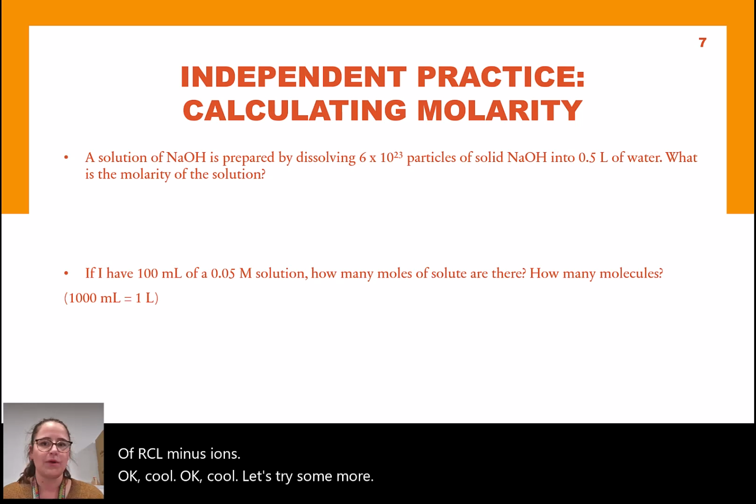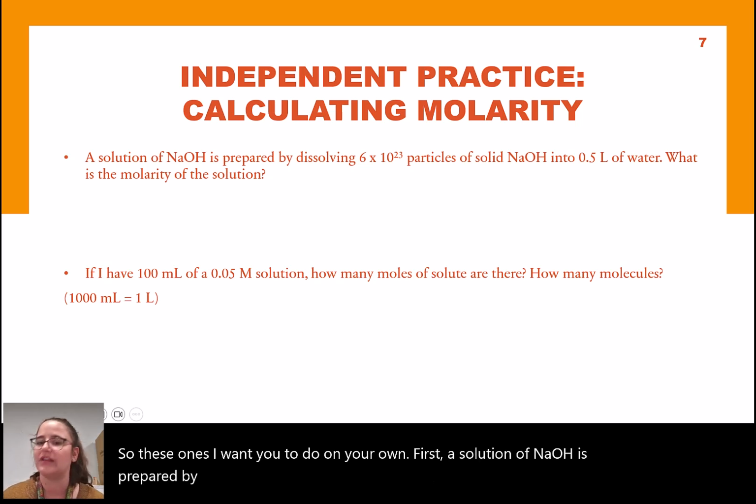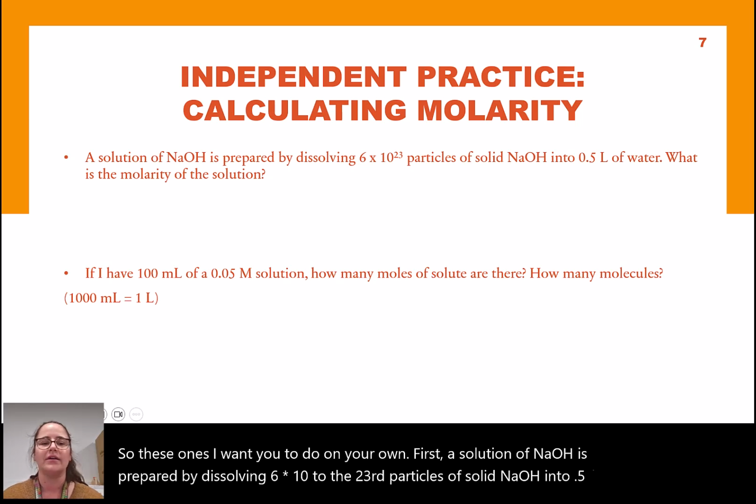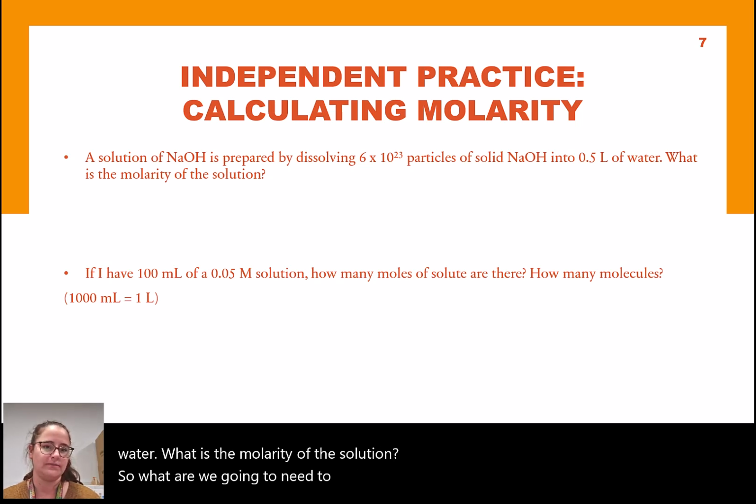These ones I want you to do on your own first. A solution of NaOH is prepared by dissolving 6 times 10 to the 23rd particles of solid NaOH into 0.5 liters of water. What is the molarity of the solution? So what are we going to need to do first?